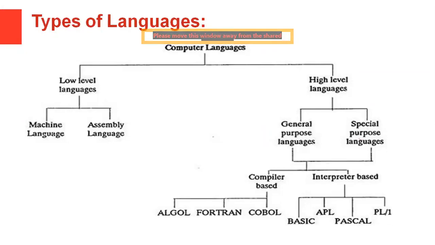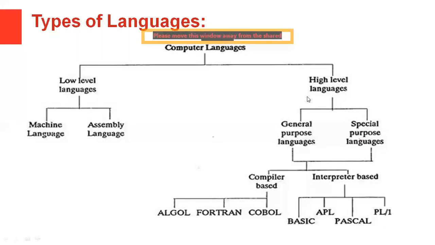When executing, at compile time, the entire program can be compiled. If there are any errors, we can notify the errors in compiler based. Interpreter based means it is checking the entire program line by line. If we have an error in line number 2, it notifies the error that is in line 2. So that is interpreter based compilation.